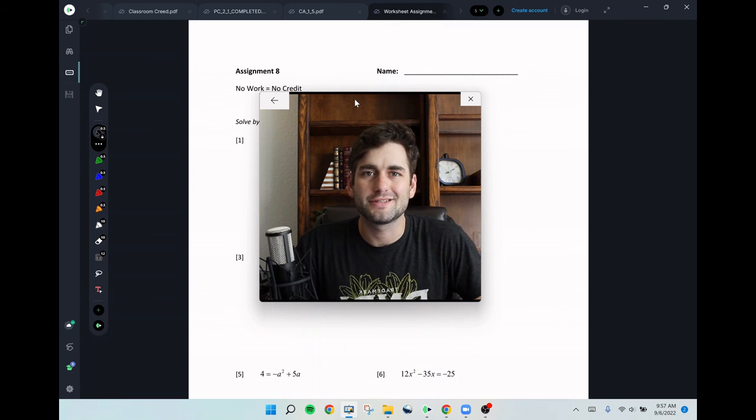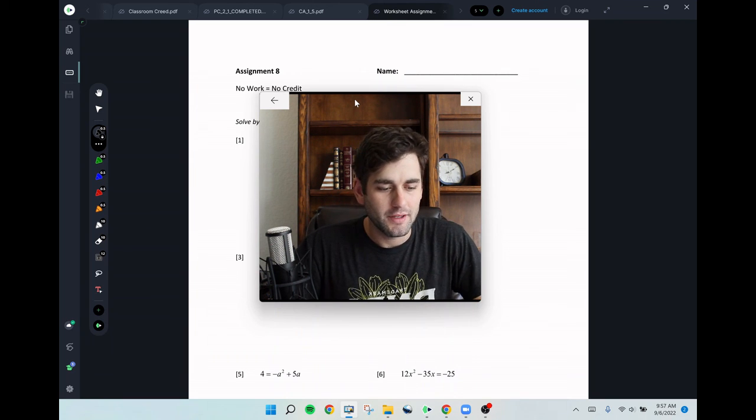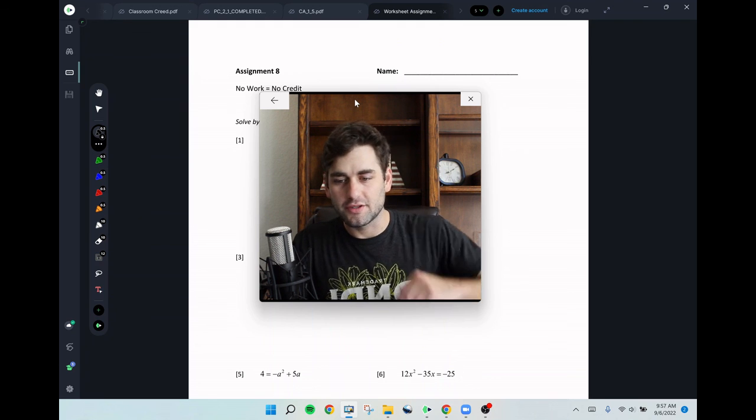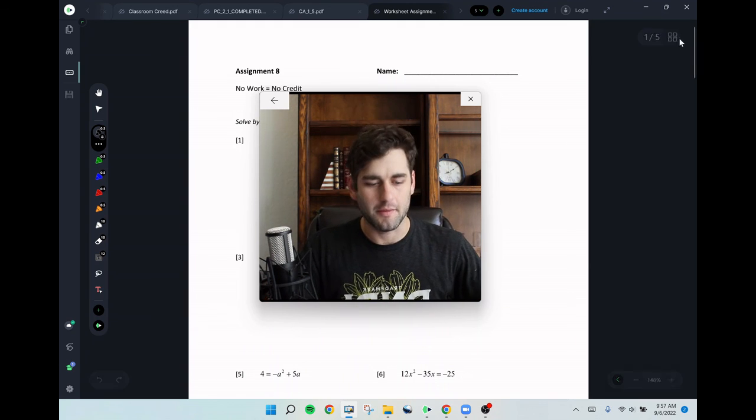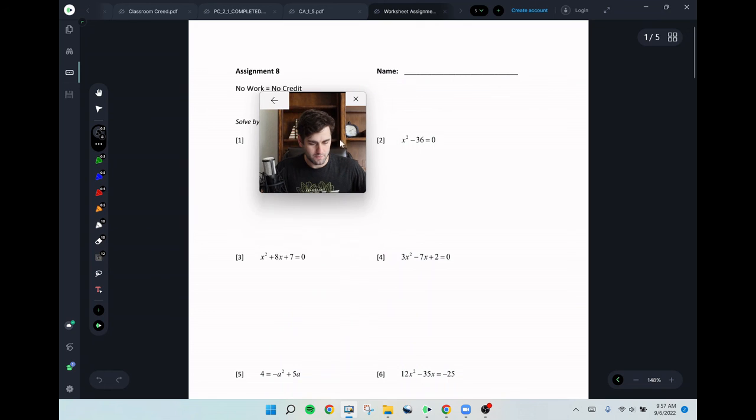Today we're going to be looking at solving equations by factoring. Something we've already done a little bit of, but now we're just going to get a little more in depth and see some different types. So let's get started.